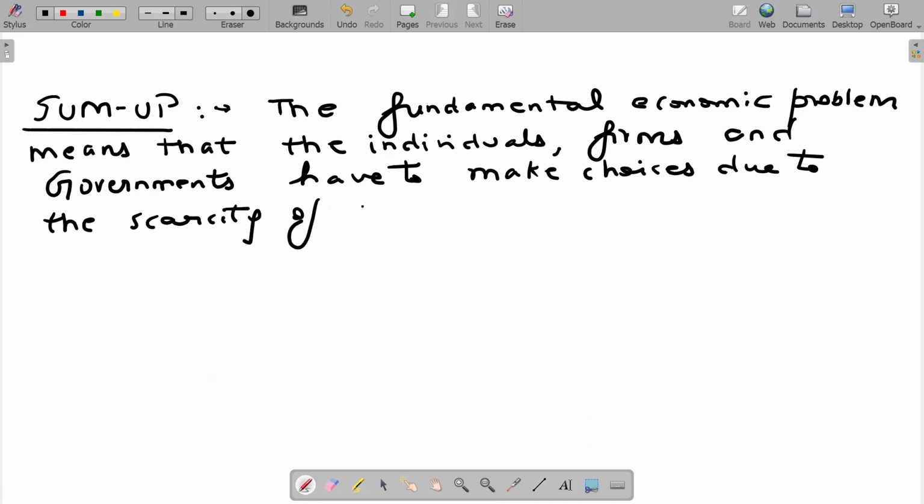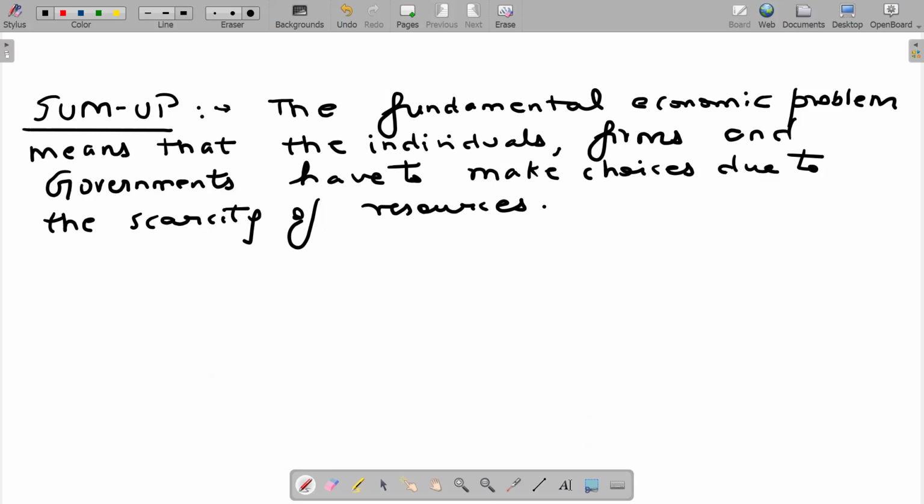They all have to make choices because of the scarcity of resources. So economics is all about making a choice because resources are scarce. If the resources were not scarce, if they were unlimited, then there would not be any choice problem, and then probably there would be no need to study economics in the first place. The reason we study economics is because we learn how to make choices in the presence of scarce resources which have alternative uses.